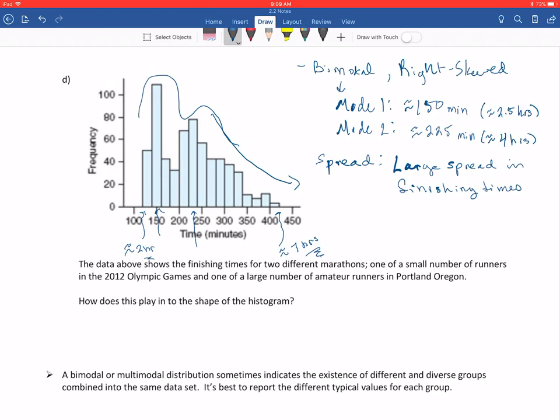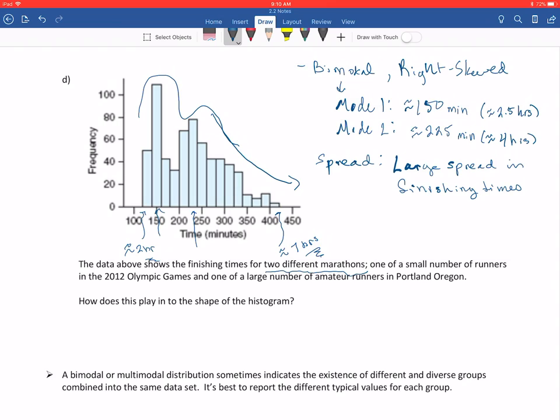I would be over here still running while these people over here are taking a nap for 5 hours. So when you think about it that way, I feel like there's a very large spread, a big difference in that. Now, if we read a little bit more closely down here, it actually says that this graph is showing two different marathons. One was a small number of runners in the 2012 Olympic Games, and one was a large number of amateur runners in Portland, Oregon. So how is this playing into the shape of the histogram?